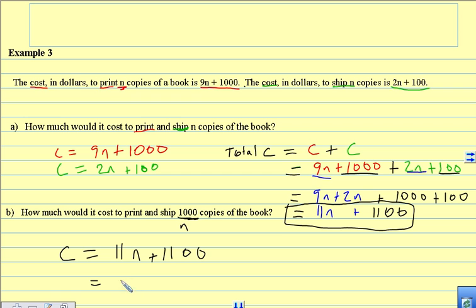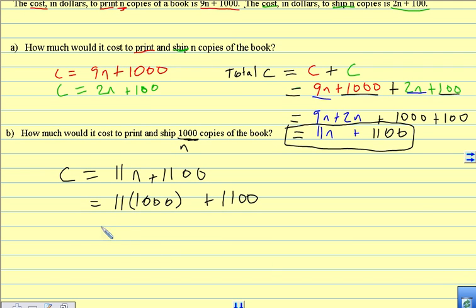That would become 11 times 1,000 and then plus 1,100. Well, 11 times 1,000 would be 11,000, and then plus 1,100, well, that would be equal to $12,100. So it would cost $12,100 to print and ship 1,000 copies of the book.